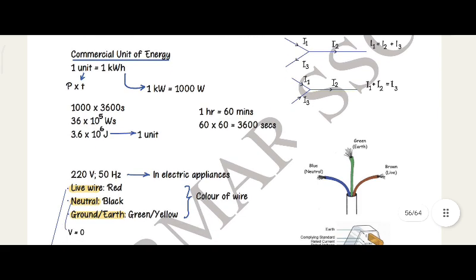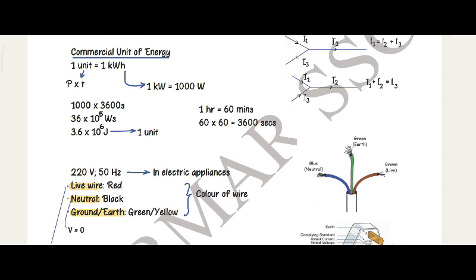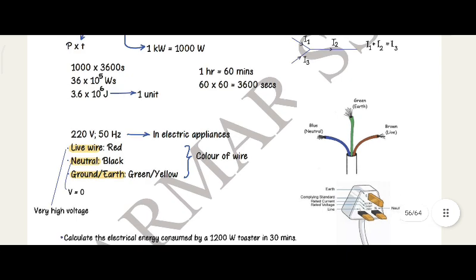Commercial unit of energy. 1 unit, P into T, is equal to 1 kilowatt hour. 1 kilowatt is equal to 1000 watts. 1000 into 3600 seconds is 36 into 10 power 5, which is 3.6 into 10 power 6 joule, for 1 unit. 1 hour is equal to 60 minutes, that is 60 into 60, 3600 seconds.